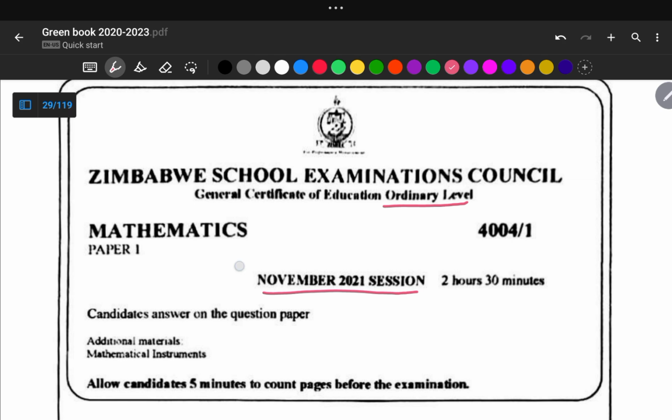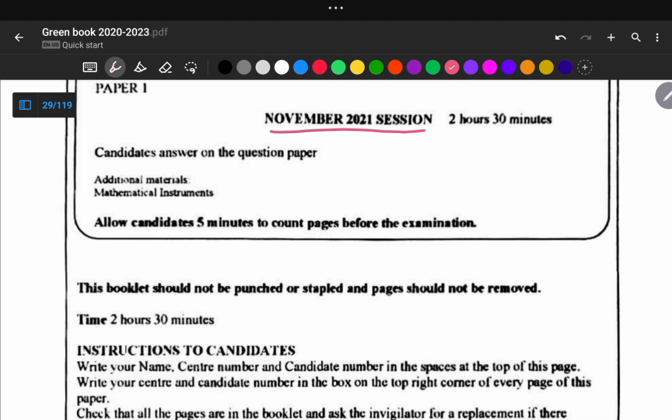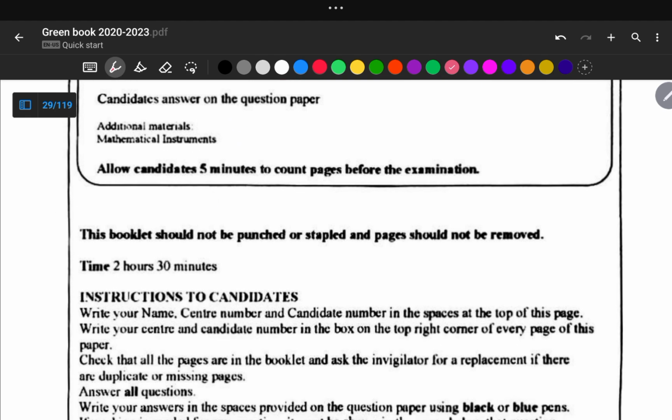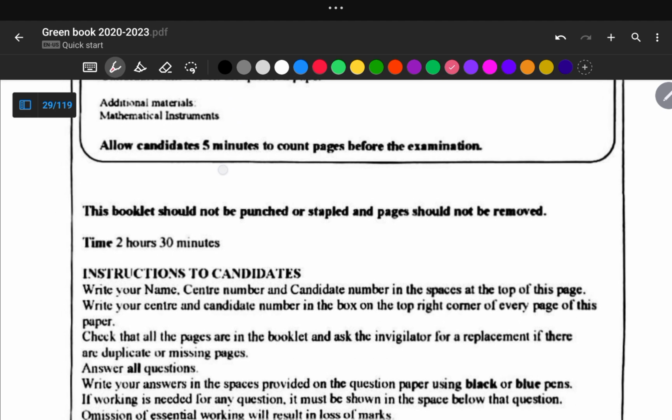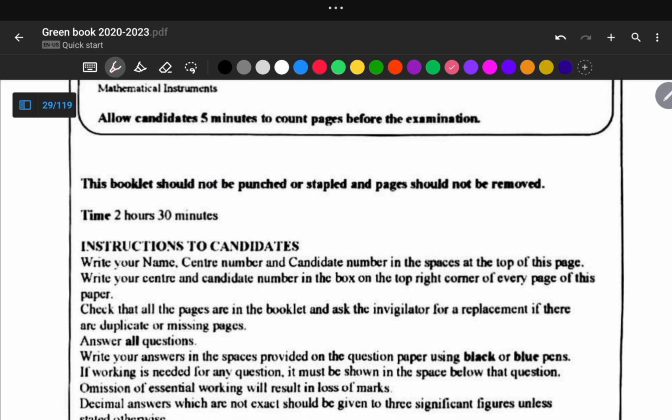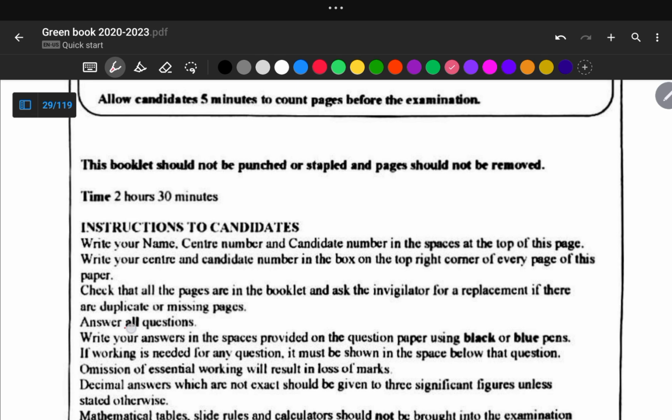Okay, so just make sure every time you open a question paper you read these instructions to the candidates. This is Paper 1 for ZIMSEC. In this question paper we are not required to use calculators, and we write our name, the center number and candidate number in the spaces. We are going to answer on this question paper, and we are required to answer all questions.